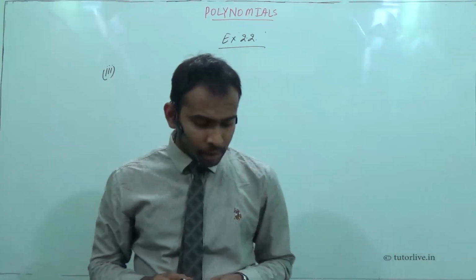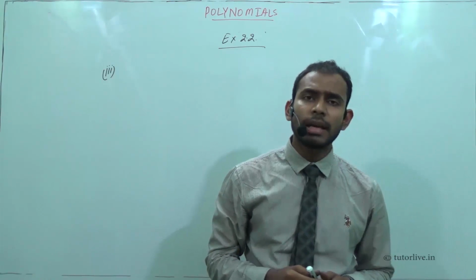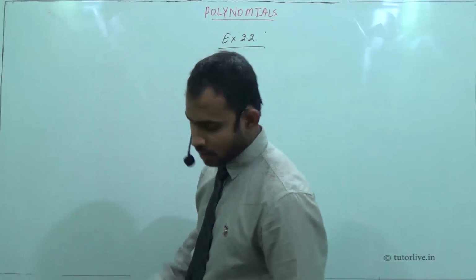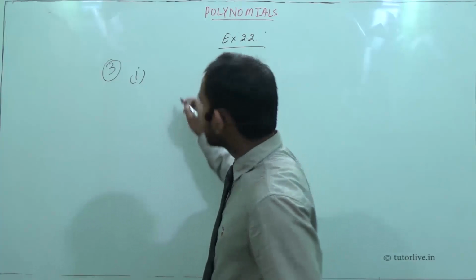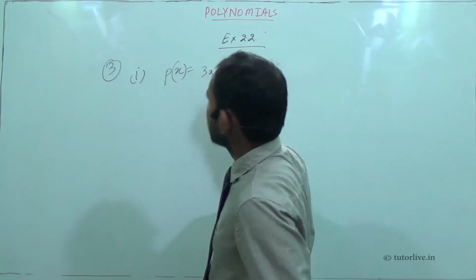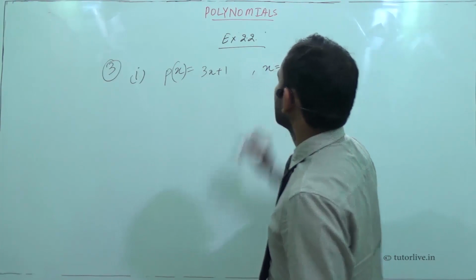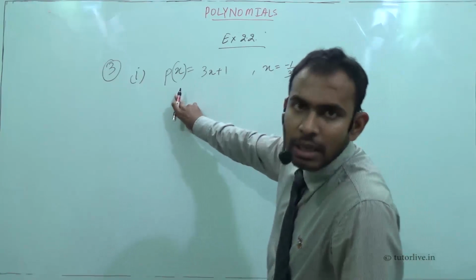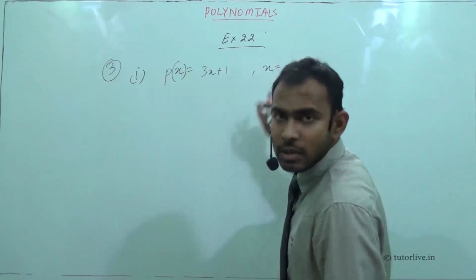Verify whether the following are zeros of the polynomial indicated against them. Third question, first part. The question is p(x) equals 3x plus 1, and x is equal to minus 1 upon 3. That just means if we put the value of x in here and p(minus 1 upon 3) is equal to 0, then this is the zero of the polynomial. Let's see.